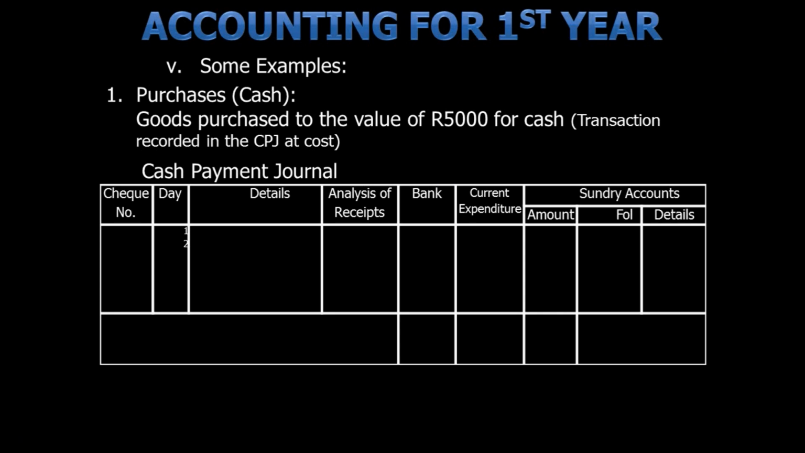Firstly, let's have a look at purchases for cash. Goods purchased to the value of 5,000 Rand for cash. This transaction is recorded in the cash payments journal. Remember, under this inventory system, purchases are regarded as an expense.